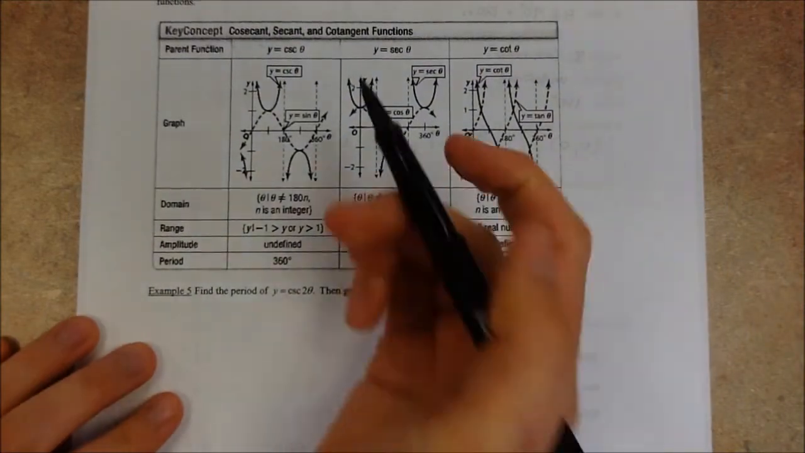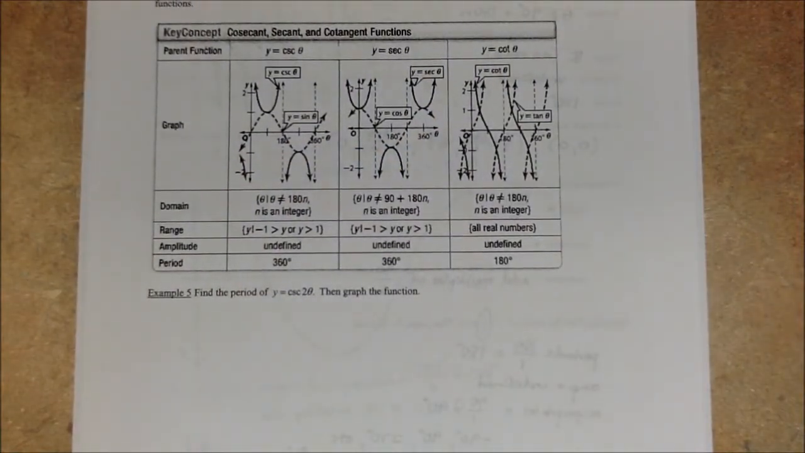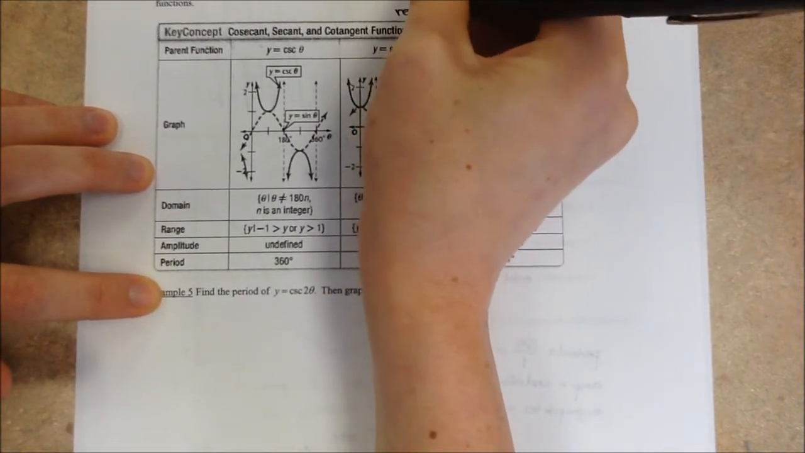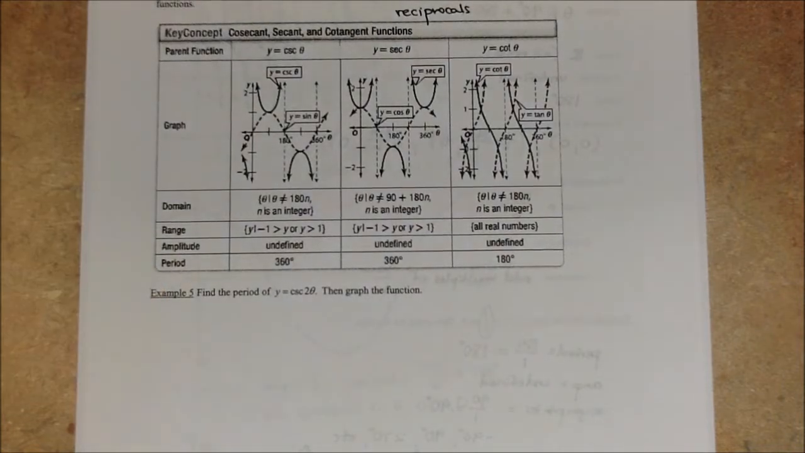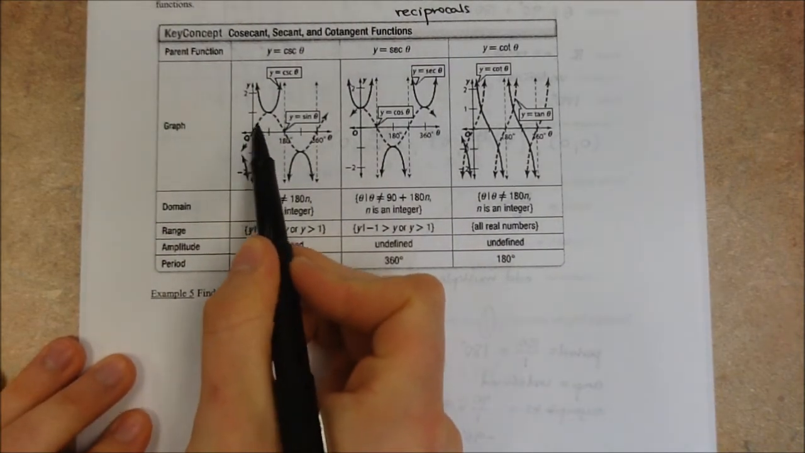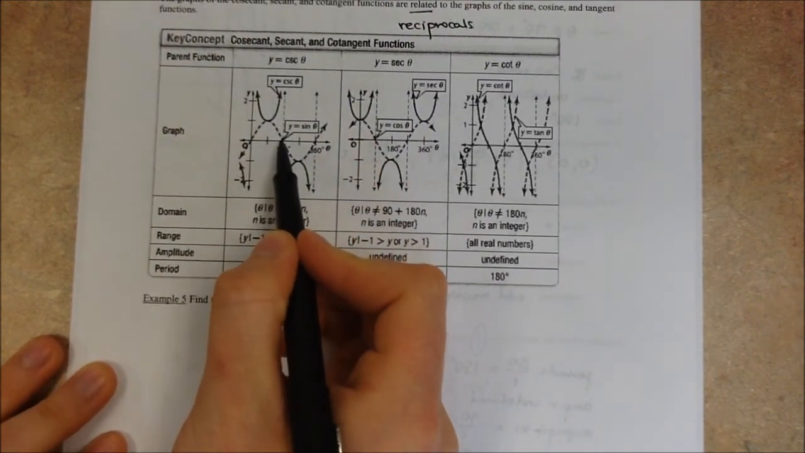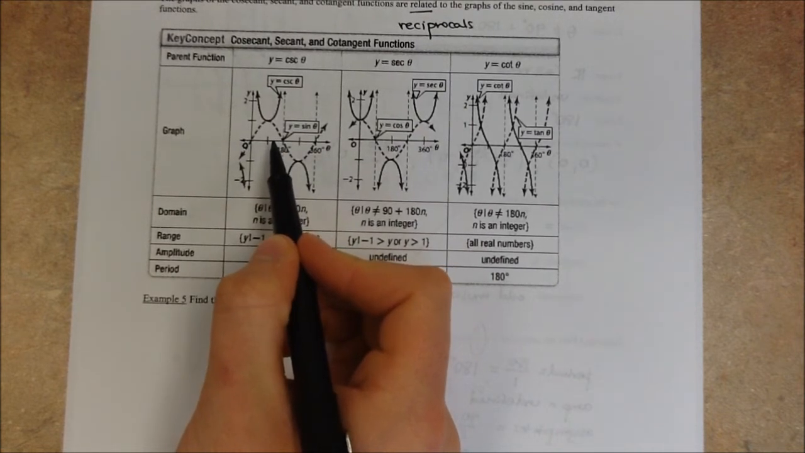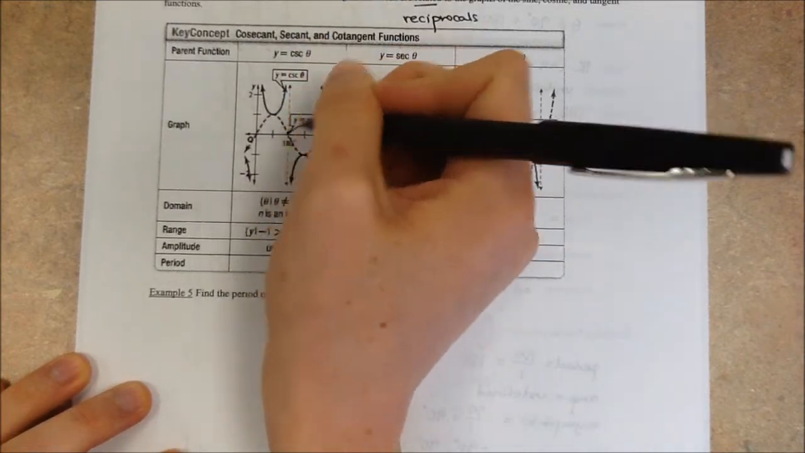graphs. So remember, cosecant, secant, and cotangent are reciprocals of the other ones. So the way they're related is that they are reciprocals of the sine, cosine, and tangent functions. So here's the part that's super weird. See here, like here's your typical sine function. Anytime sine is 0, the reciprocal of 0 is 1 over 0, which is undefined. So the reciprocal of 0 is something undefined, which turns into a vertical asymptote.